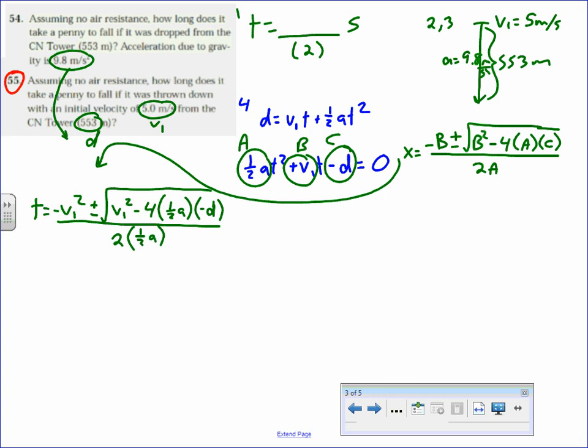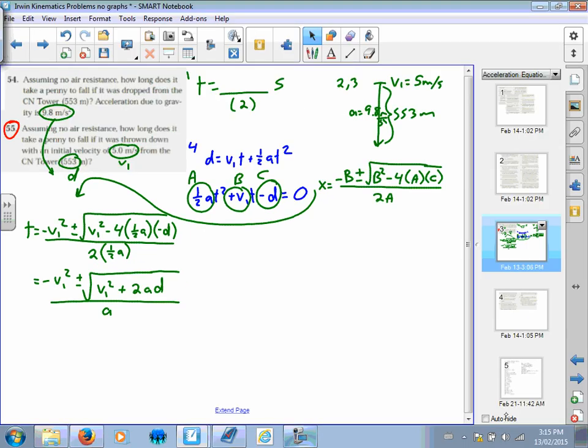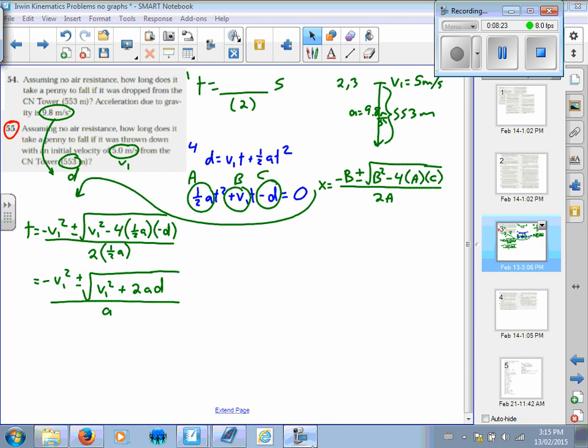We can do a little simplification here. Negative v1 plus or minus the square root of v1 squared. The 4 cancels out the half and becomes a 2, and the two negatives cancel, so we get plus 2ad all over a, because the 2 and the half cancel. And now we have all those bits of information, so you can plug them in. Again, I'm going to pause, and you should too.